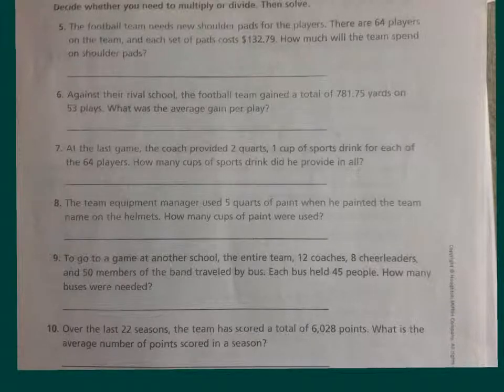For 5 through 10, it tells us that we're going to try to figure out if we need to multiply or divide, and then we have to solve it. I'm going to help you figure out whether to multiply or divide, and you're going to solve it on your own. The football team needs new shoulder pads for the players. There are 64 players on the team, and each set costs $132.79. How much will the team spend on shoulder pads? We are going to multiply because each of the 64 players needs to spend that. So 132 plus 132, 64 times. So you're going to multiply those two numbers together.